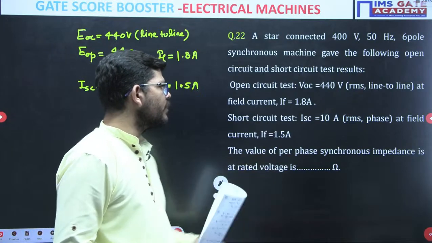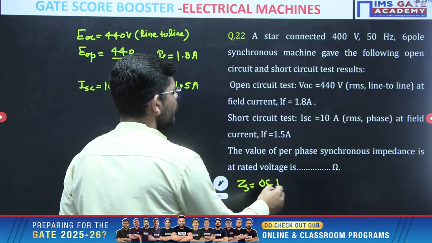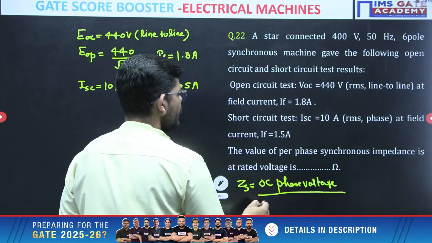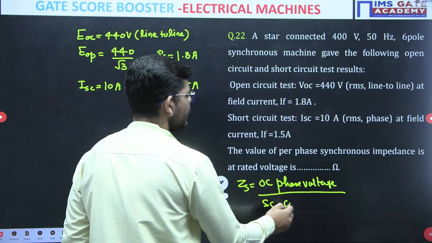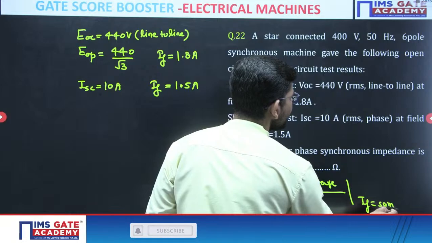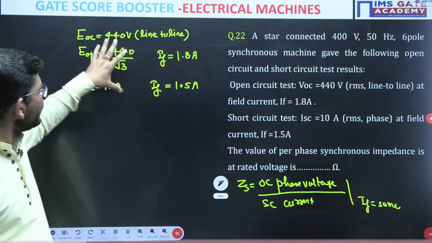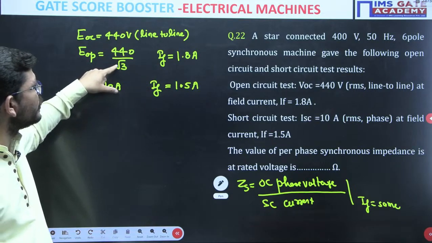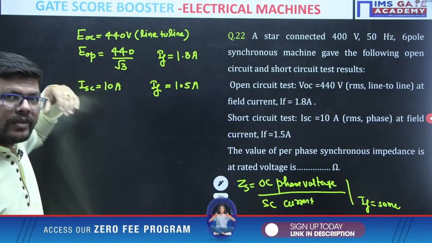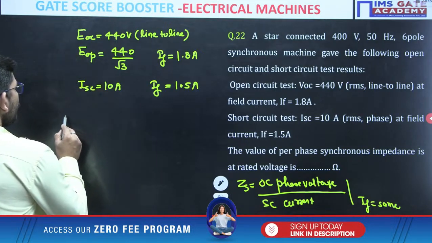Right? What we have to calculate? We have to calculate the per phase synchronous impedance. Synchronous impedance is open circuit phase voltage divided by short circuit current, armature current, but for the same field current. But what we can see is that the field current is not the same here. What many students will do is divide it. Some of them will forget to divide by √3. Some of them will directly divide the data without looking that the field currents are not the same.